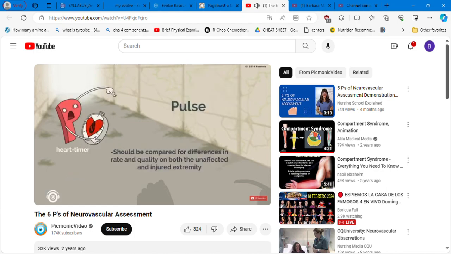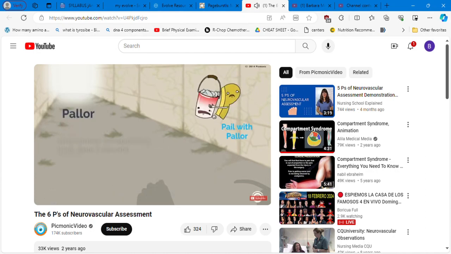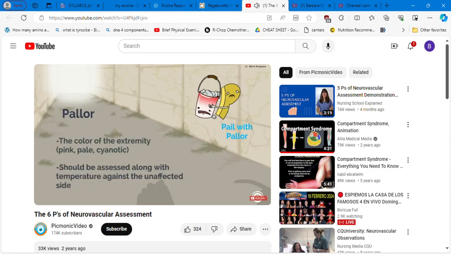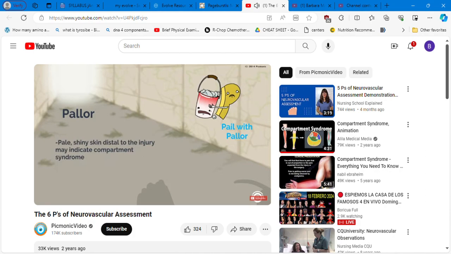Pulse. Pulses should be compared for differences in rate and quality on both the unaffected and injured extremity. A diminished or absent pulse distal to the injury may indicate vascular dysfunction and insufficiency and should be reported immediately to the provider. Pulse is represented by the heart timer. Pallor. Pallor refers to the color of the extremity, pink, pale, cyanotic, and should be assessed along with temperature, hot, warm, cool, cold, against the unaffected side. Pale, shiny skin distal to the injury may indicate compartment syndrome, while a warm cyanotic extremity may point to a poor venous return.